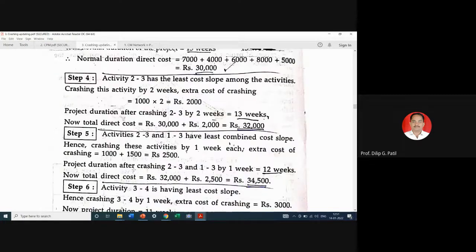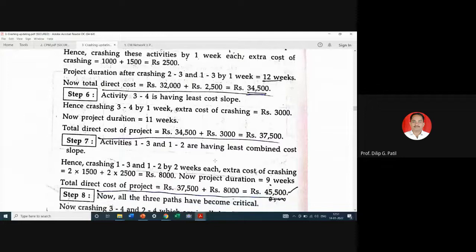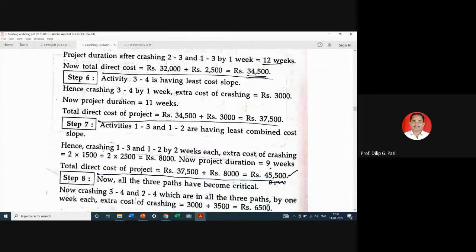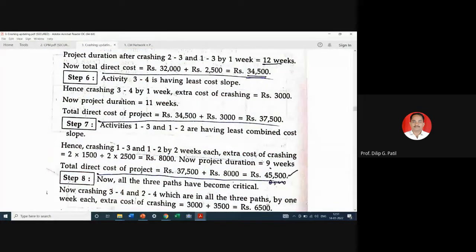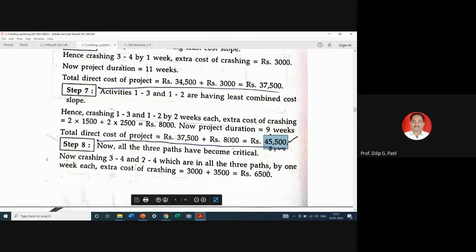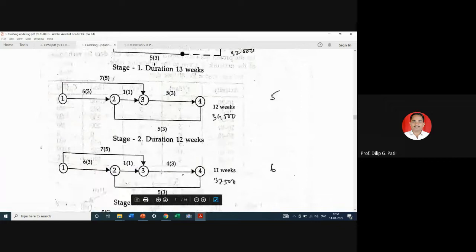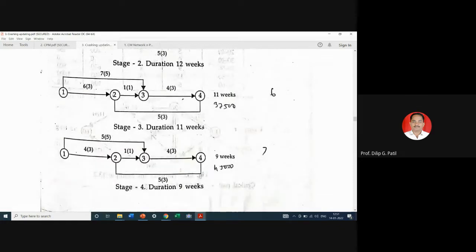बघा, having least combined cost slope, so crashing 1-3 and 1-2 by 2 weeks, extra cost of crashing will be 8,000 as we discussed. So now project duration will be 11 minus 2, that is 9 weeks. आलं लक्षात? सो मागचं किती होतं, 37,500 इथं आहे, प्लस दिस 8,000, दिस विल बी 45,500. So that you can see reflection in here 45,500 आहे. बरोबर आहे, चुकून 45,000 लिहिलेलं आहे.